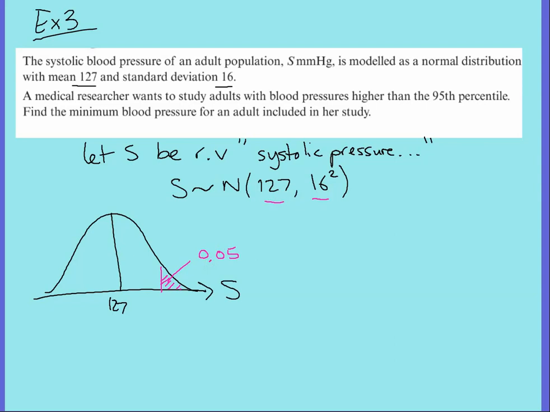Now, why can't I put 0.95 in? Because it's set up for cumulative. So I've got to put, sorry, I can't put 0.05 in. I'm going to be having to put in this area here to get this figure. So 0.95, 16 and 127. And that value there is 153.3177. That's to 4 dp. All right, so that is the minimum blood pressure for an adult included in a study. Anything over that is in the 95th percentile.